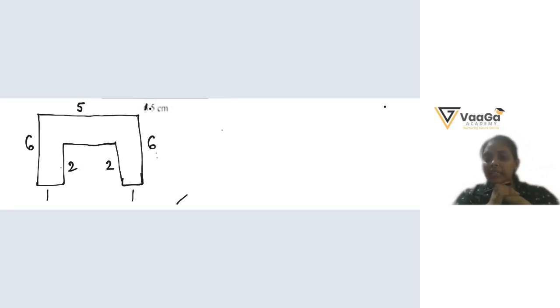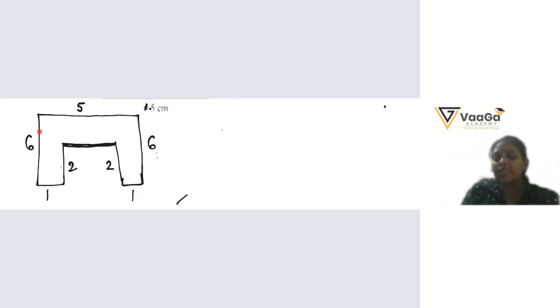Do I have any missing side? Let me check. Yes. The one above the 2 centimeter. So how will I figure out this side? You will figure it. It'll be 6. No. How will it be 6? It'll be 3. How can it be 6?